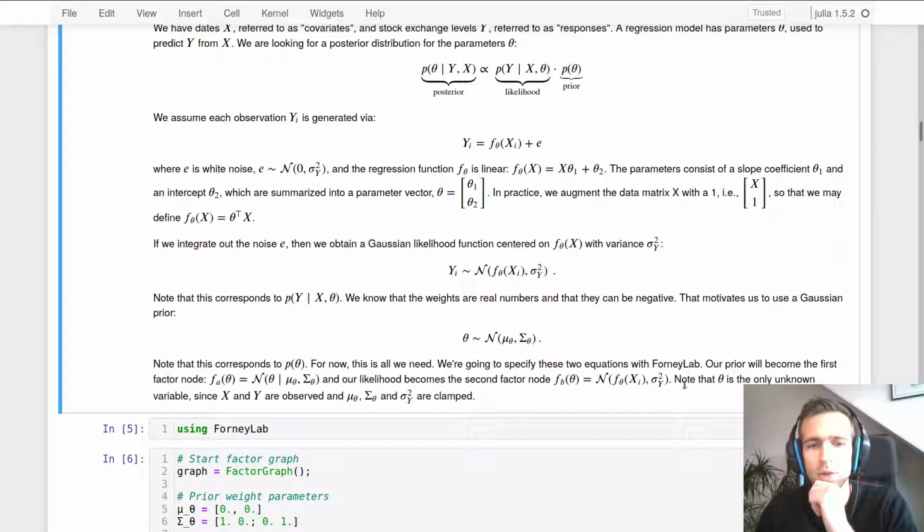But we'll see below that once we visualize the graph, it's mostly about f of a of theta, the prior, and f of b of theta, the likelihood. Note that theta is the only unknown variable here. The other variables are known. X and y are observed, and mu theta, sigma theta, and sigma y are clamped.